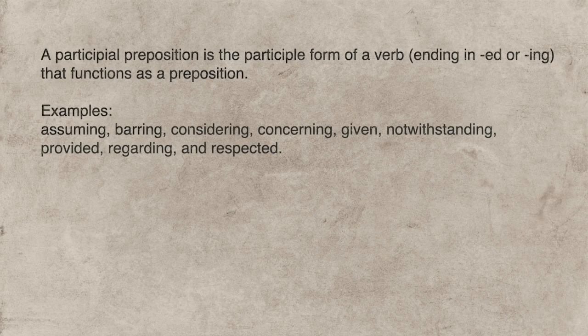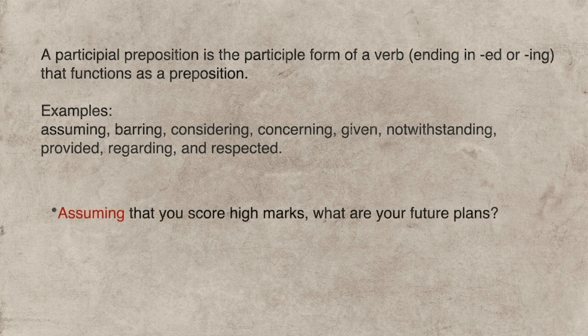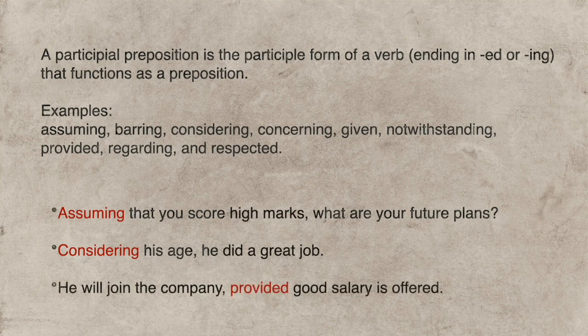Let's take up some sentence examples here. Assuming that you score high marks, what are your future plans? Considering his age, he did a great job. He will join the company provided good salary is offered. You can see that in sentences 1 and 2, we are using the present participle form because these words end in ing, assuming and considering. But in the third sentence, we have used the past participle form because it ends in ed, provided.